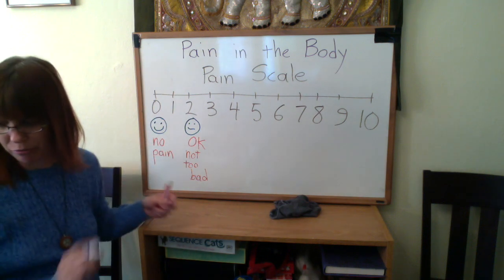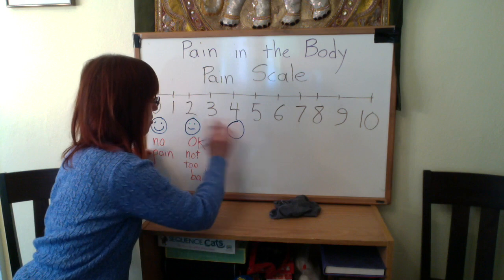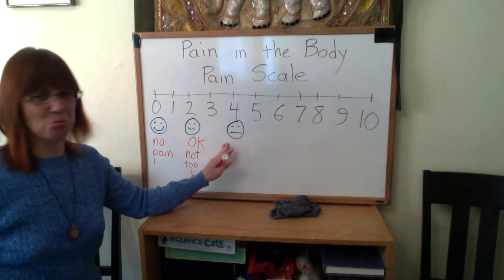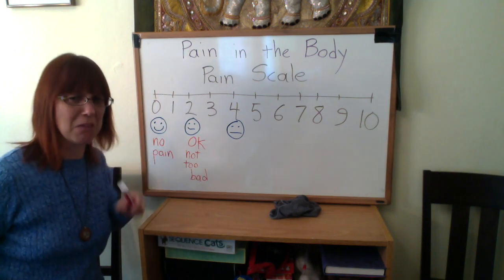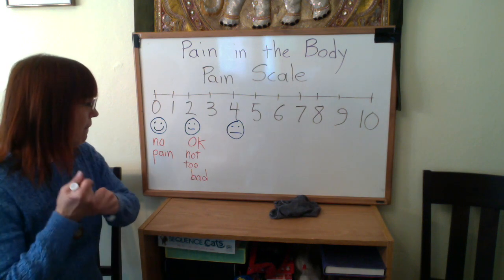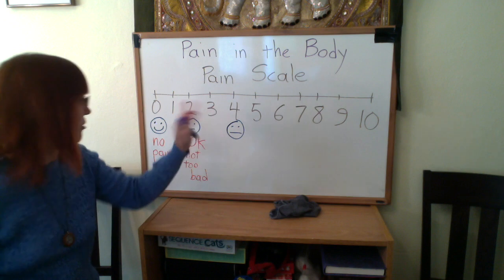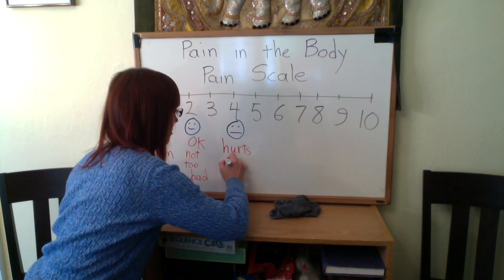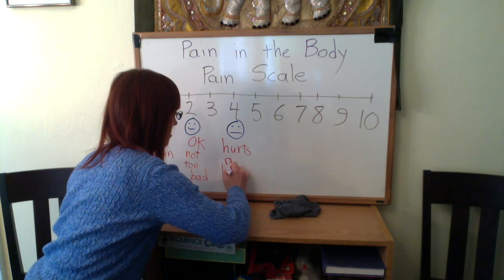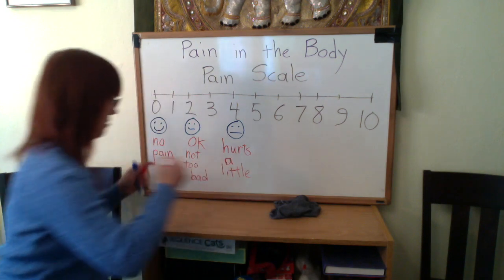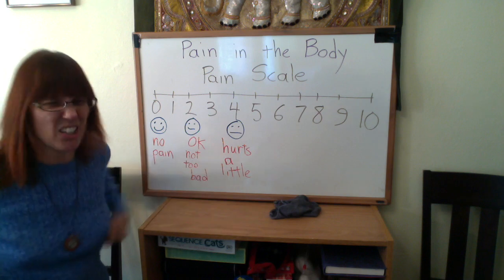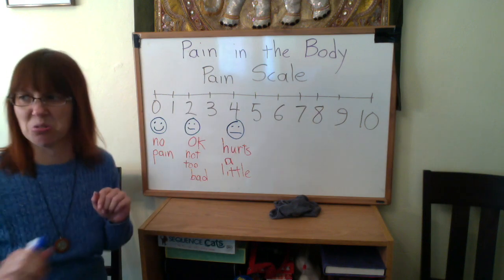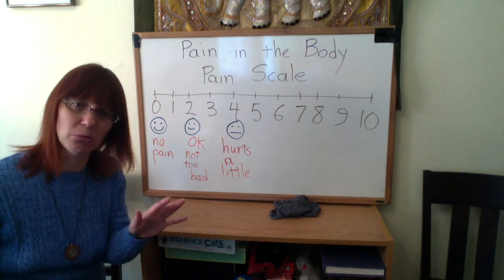So maybe around three or four, I don't smile, not very happy. So number four around here, three or four, hurts a little. My back hurts a little. I don't want to work. I don't want to clean or cook. I just want to lie down.